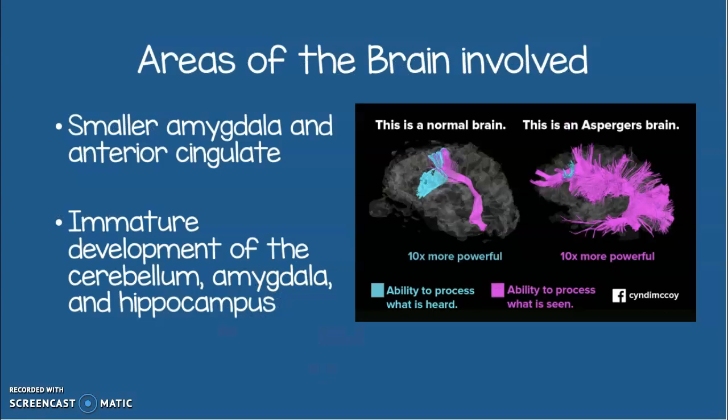The areas of the brain involved in Asperger's are the cerebellum, amygdala, and hippocampus. Typically, people with Asperger's have a smaller amygdala, but there's also the immature development of the cerebellum and hippocampus as well. This picture is of a normal brain and then an Asperger's brain, just because it can really show the differences in how these students and these individuals are processing what is heard and what is seen. They can process what is seen versus what is heard much, much easier, which, if you know anyone with Asperger's, makes a lot of sense.